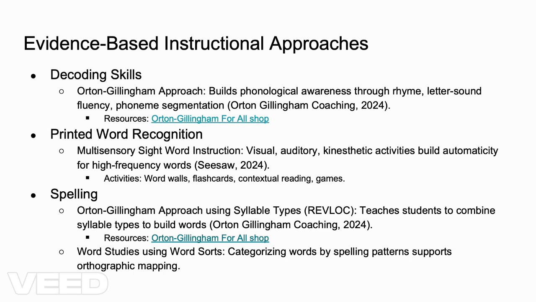Spelling. For spelling, I've referenced two approaches. One is the Orton-Gillingham approach, and the other is word studies with word sorts. The Orton-Gillingham approach of learning and practicing identification of syllable types, particularly the six syllable types, is impactful for literacy learning because students can combine different syllable types to assemble words. Resources for instruction can also be found at the Orton-Gillingham for All shop.